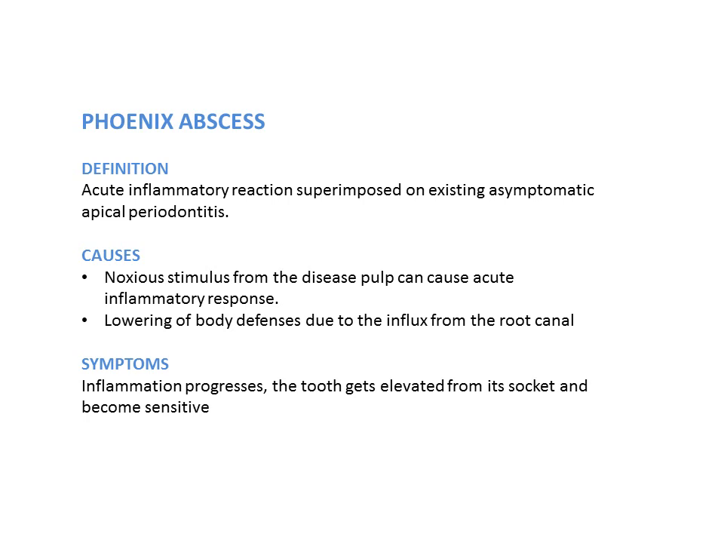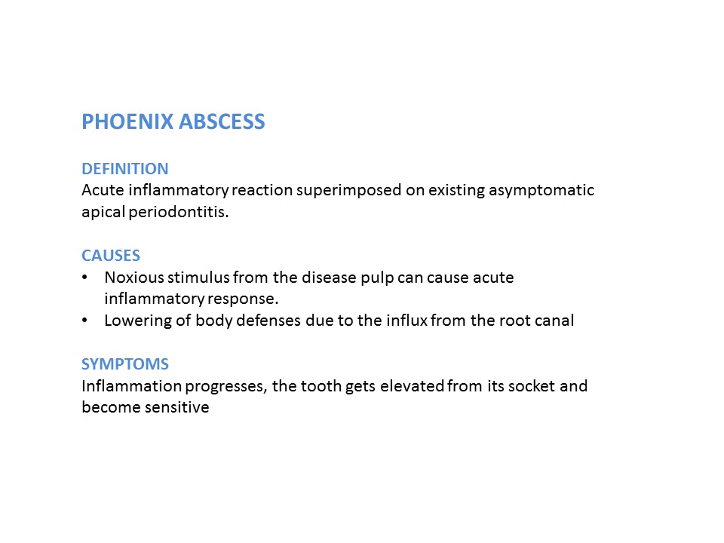There is something else, we call it Phoenix abscess. It's a localized abscess. Again, it's the same thing: an acute inflammatory reaction superimposed on an existing asymptomatic apical periodontitis. It is caused by a noxious stimulus from a diseased pulp that causes an acute inflammatory response, and due to the lowering of the body defense mechanism, due to the influx from the root canal itself, it will cause a Phoenix abscess, which comes superimposed over the chronic inflammatory lesion.